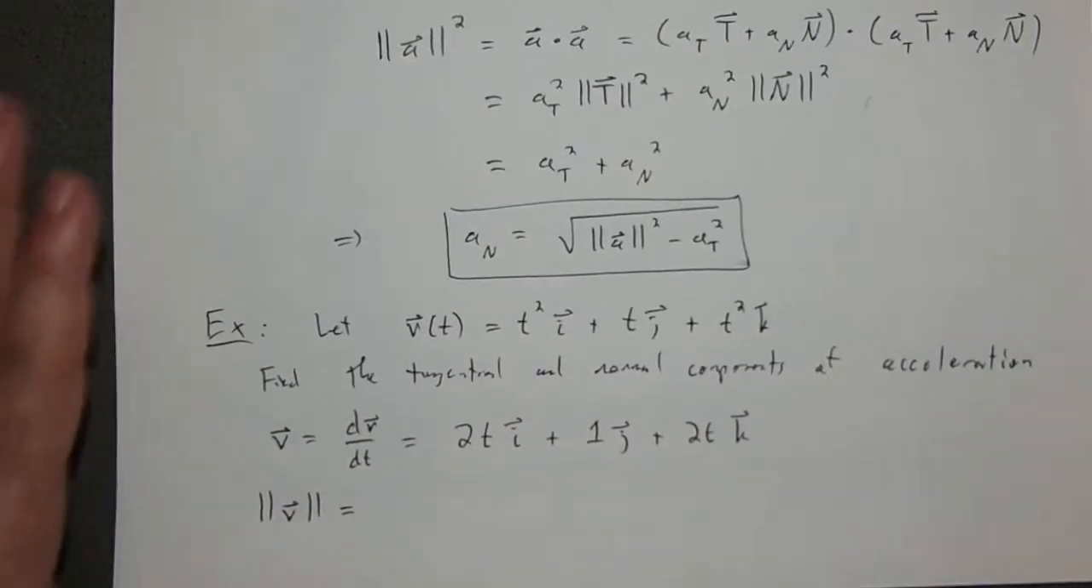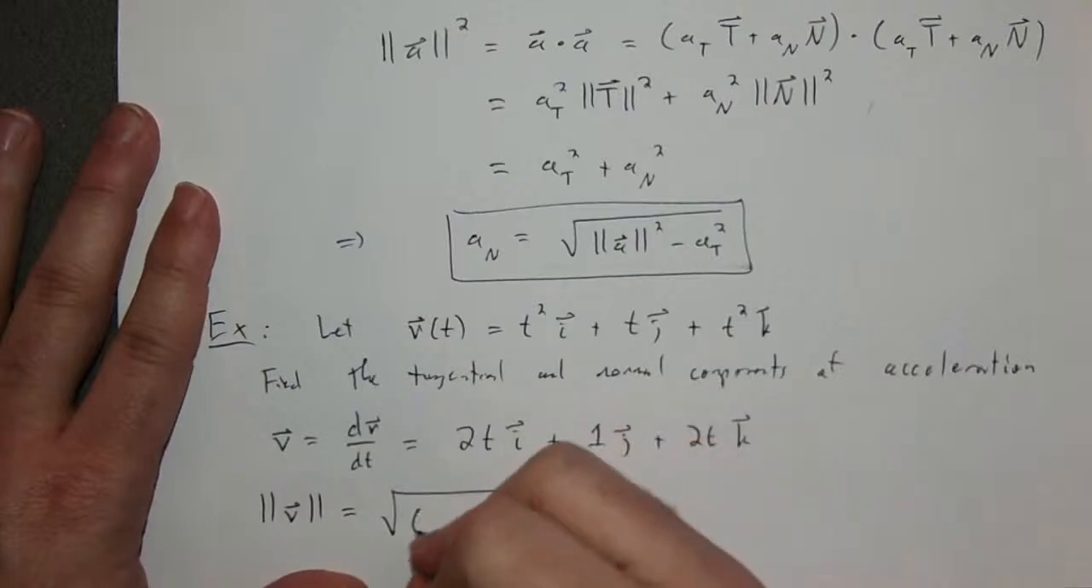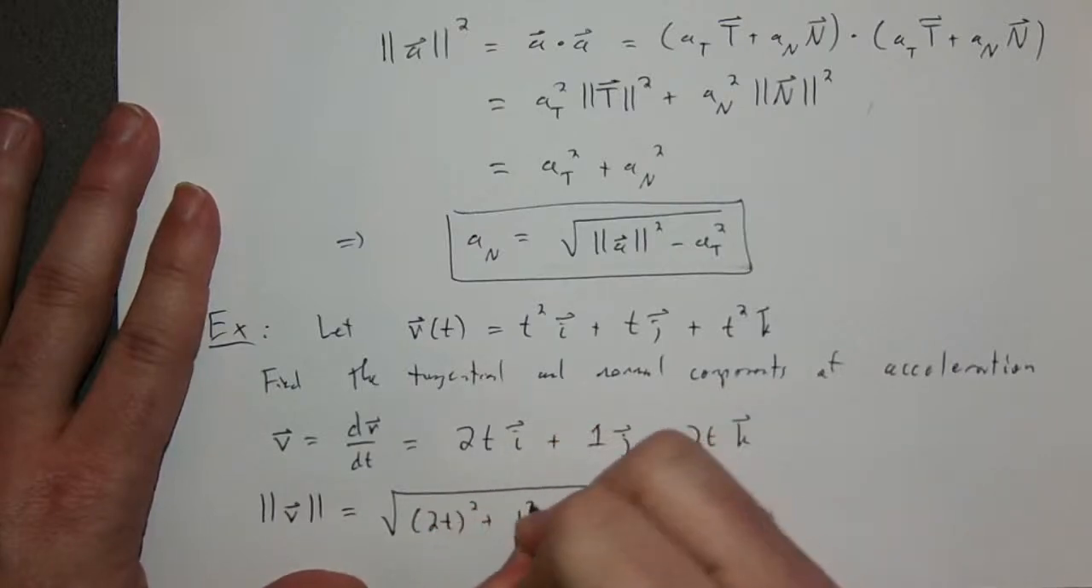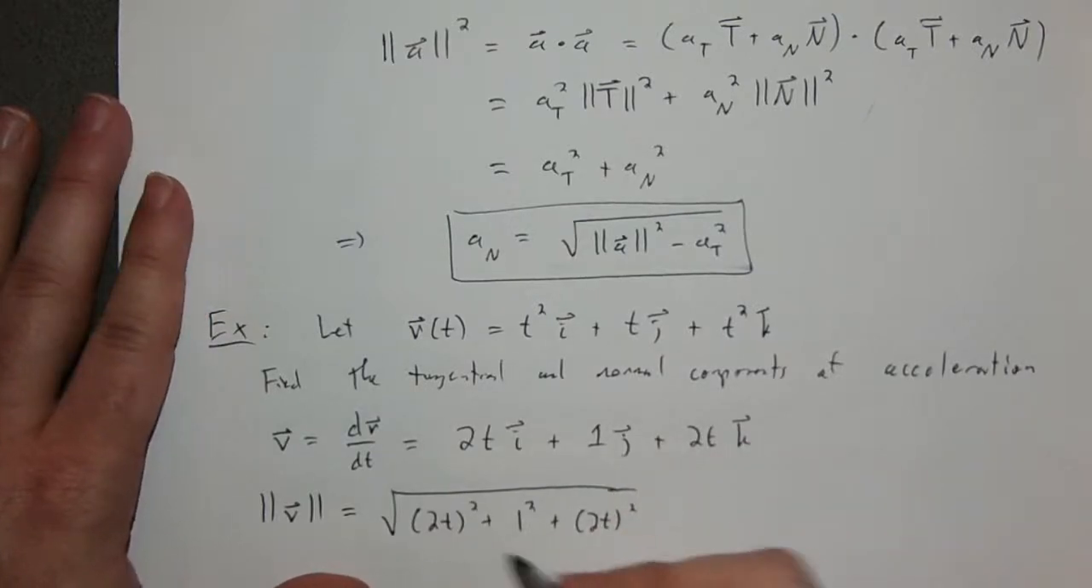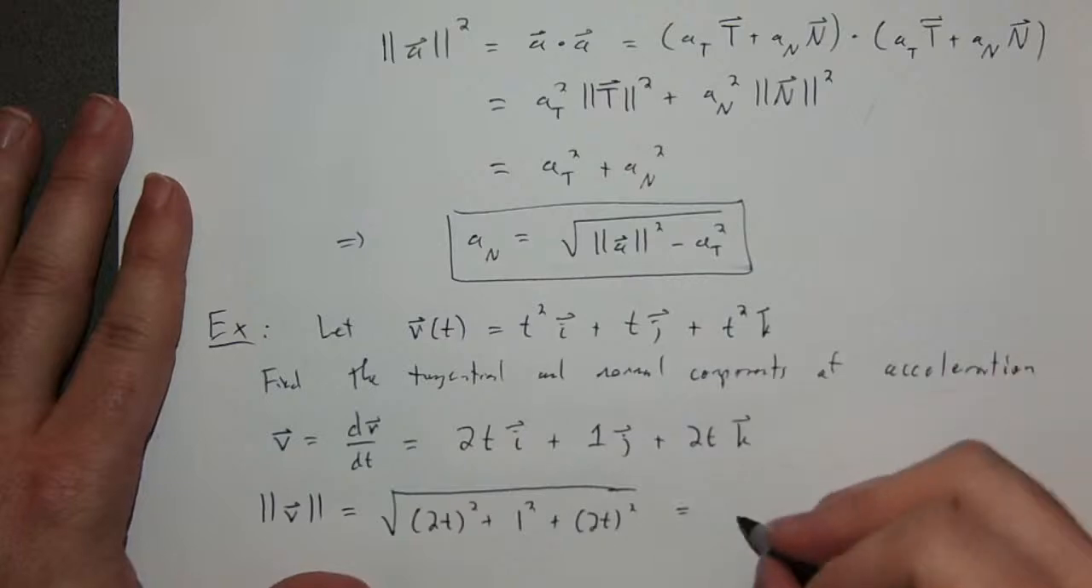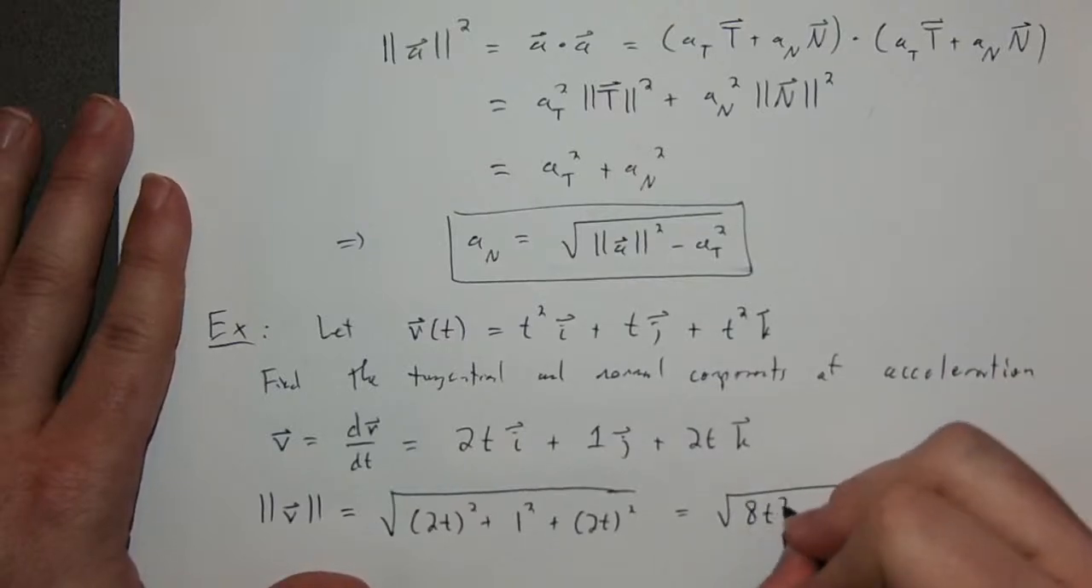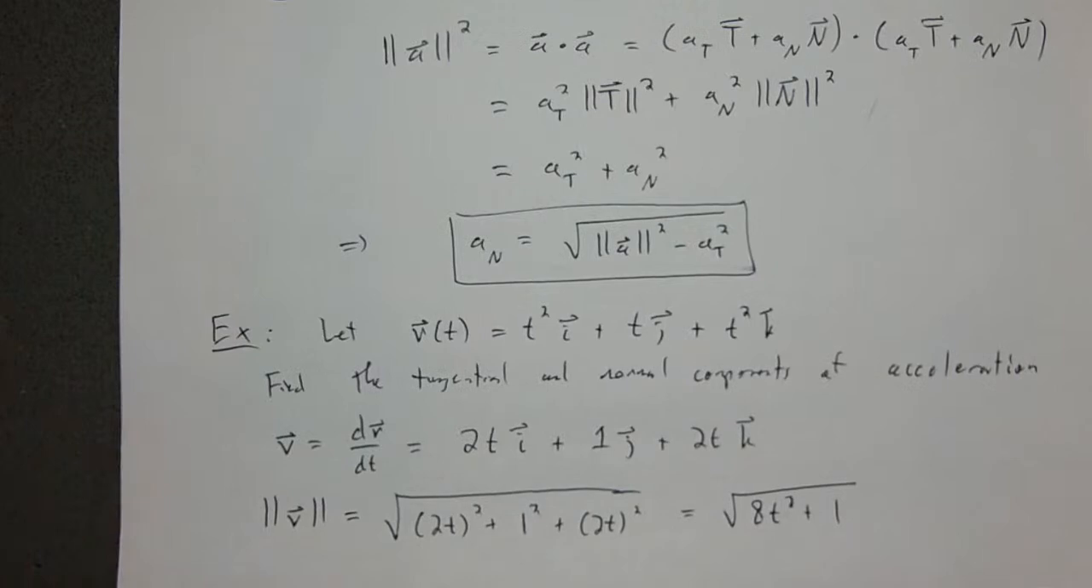Okay, so the length of v is the square root of (2t) squared plus 1 squared plus (2t) squared. So each of the (2t) squareds gives me 4t squared, plus 1. This is the square root of 8t squared plus 1. So that's my length of v. Okay, that's my speed. Note that the speed depends on t. That's, of course, perfectly normal, right? This length of v is the length of r prime that we were computing when we were computing the denominator of the tangent vector, right?